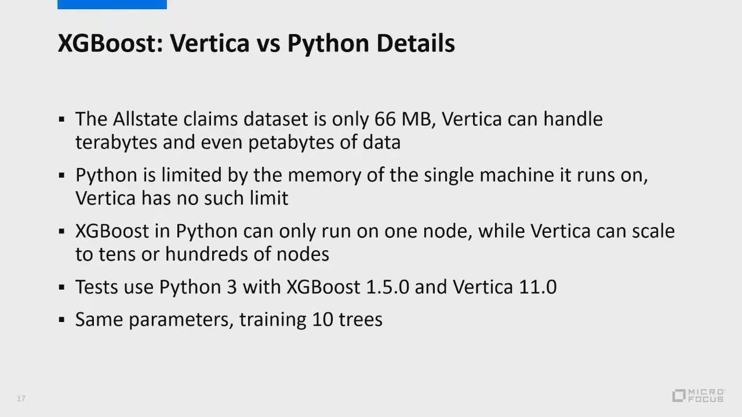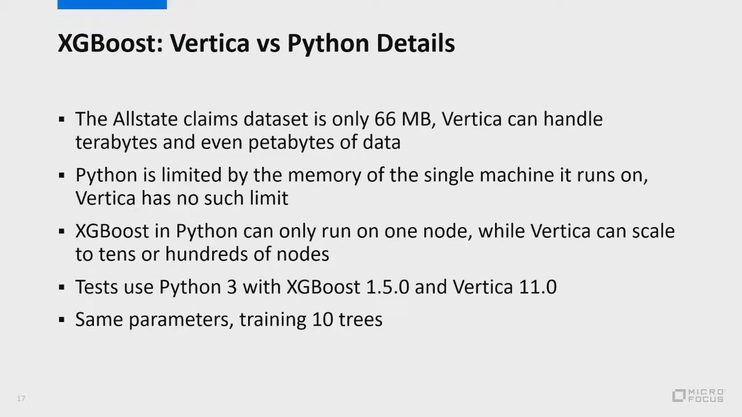Since XGBoost in Vertica is implemented as a distributed algorithm, it can scale with bigger data as long as you have enough nodes to distribute it on. So at a certain point, Python will just not be able to handle your data because you probably won't be able to load it, and then you're out of luck. But with Vertica, you don't have this limitation because you can always add another node if you need more processing power.